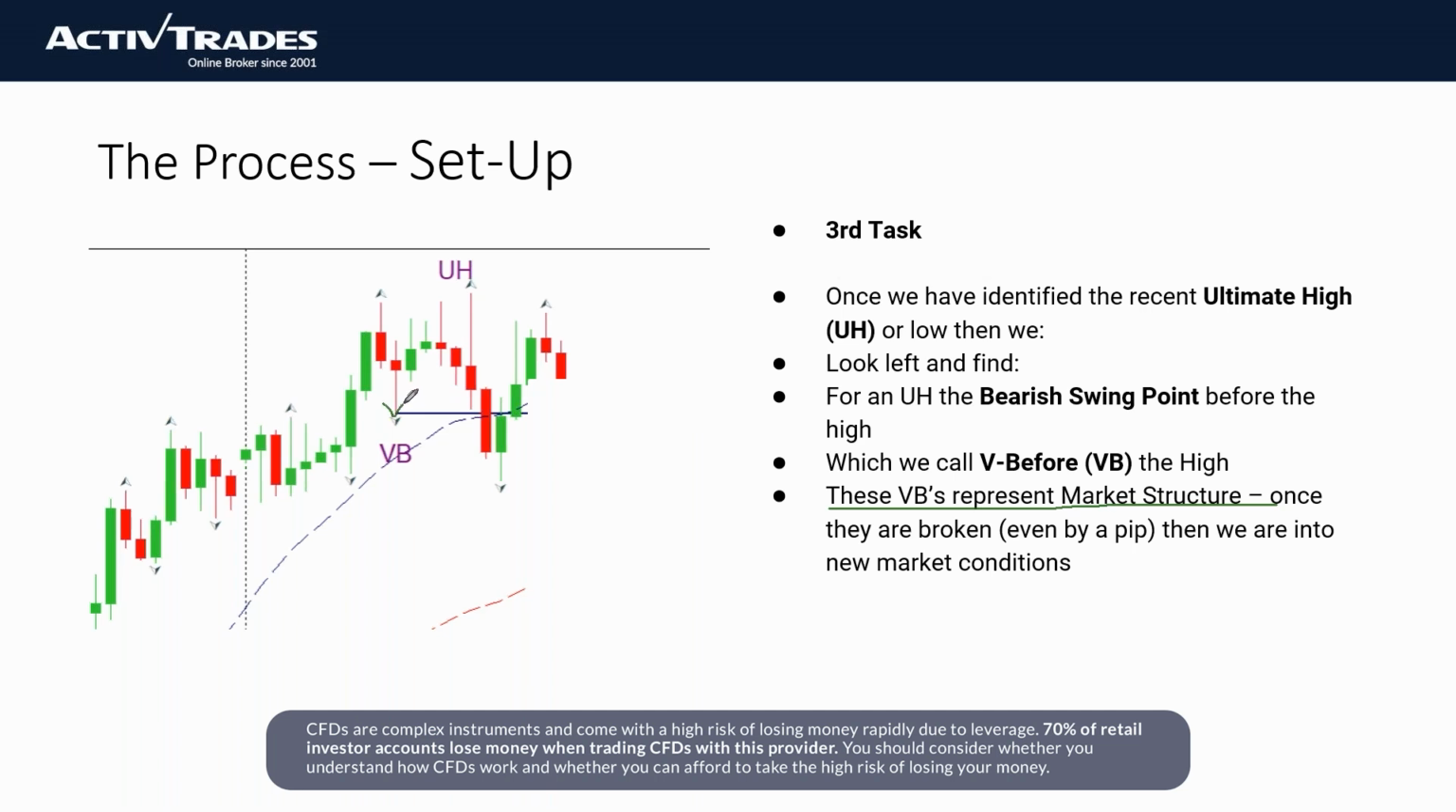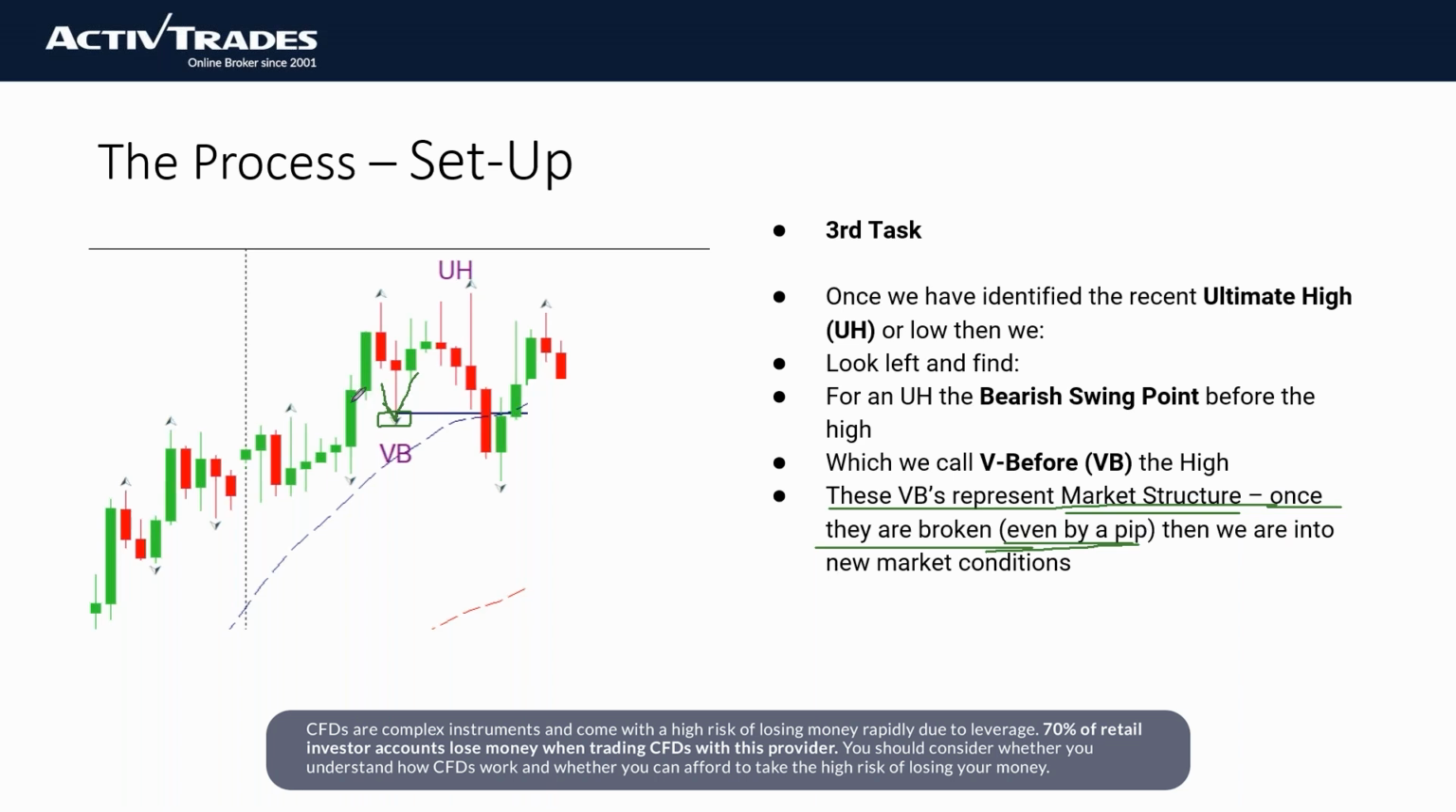VBs, this area here, that to me represents market structure. Remember we said prices come down here and bounce away because there's an awful lot of orders there. All right, in this case there's demand there. Once they are broken, even by a pip, okay, they don't have to be broken by 5 pips, 10 pips, 100 pips.